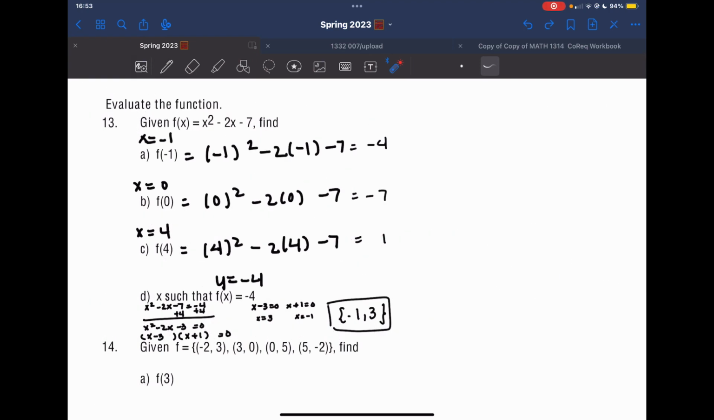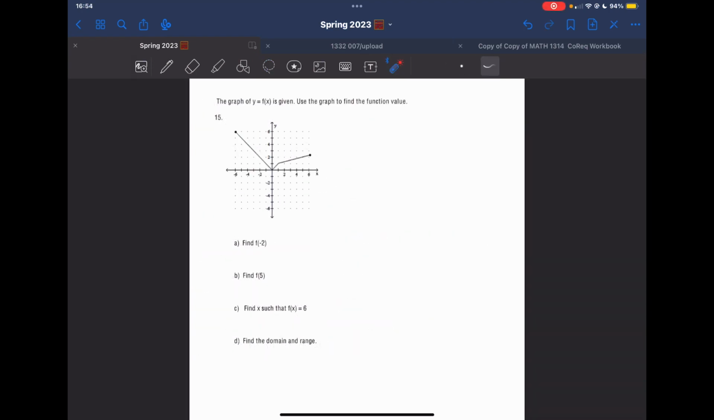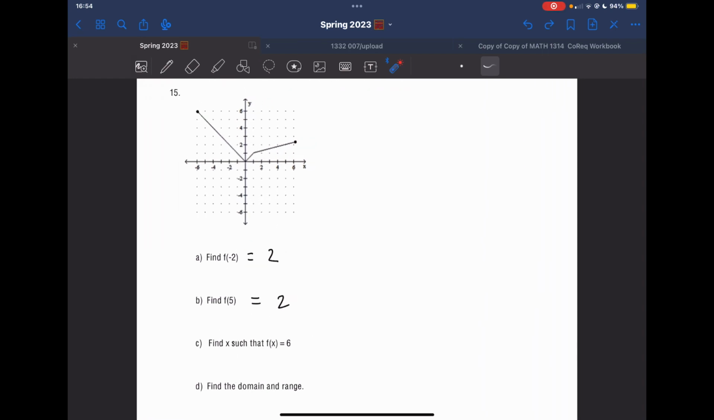Now from the graph, where x is -2, we're just going to go to -2 and go up, and I have 2. Then we find f of 5, so that means x is 5. Go up, and I'm going to get 2 again. Find x such that f of x equals 6. That's going to be a y, so this is y equals 6. So I'm going to go to 6 and then I get -6. So my x is -6.